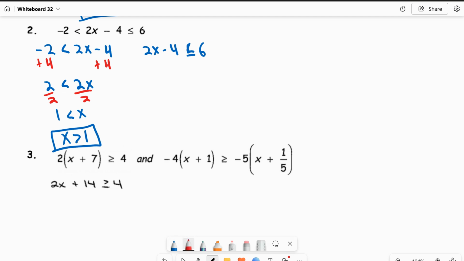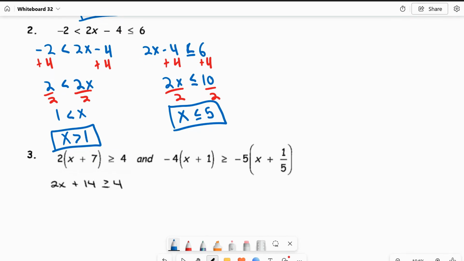On the other side, same process. Start by adding 4 to both sides. That will give me 2x is less than or equal to 10. Now I'll go ahead and divide by my coefficient. x is less than or equal to 5.